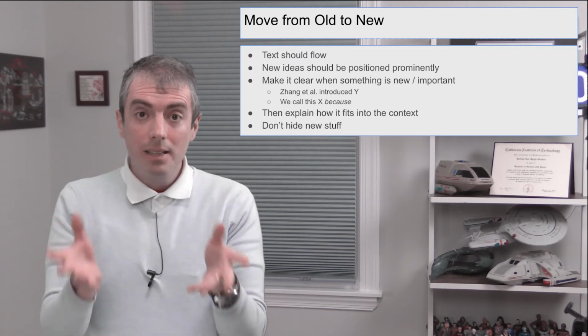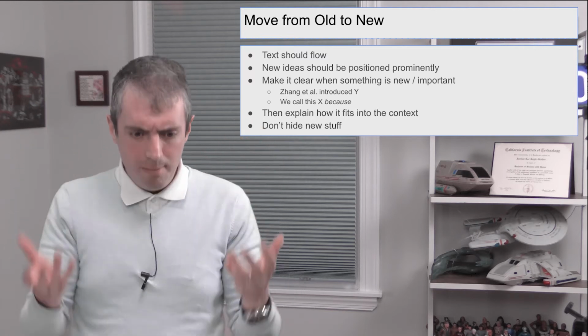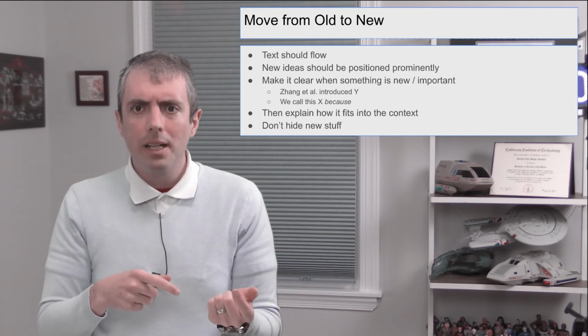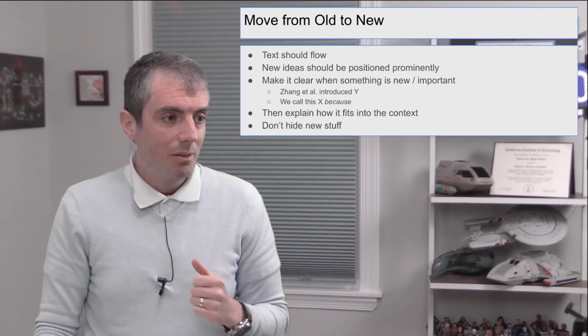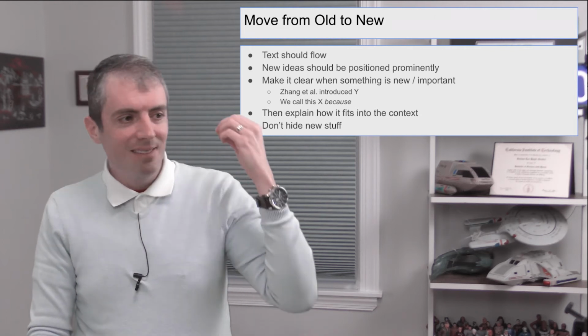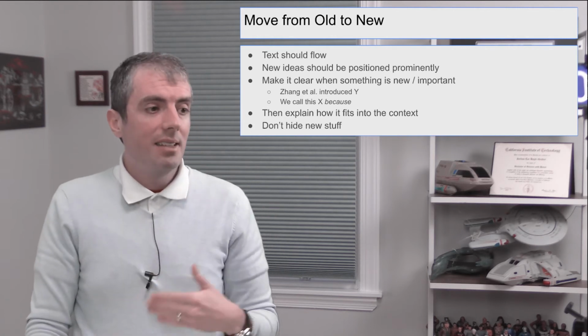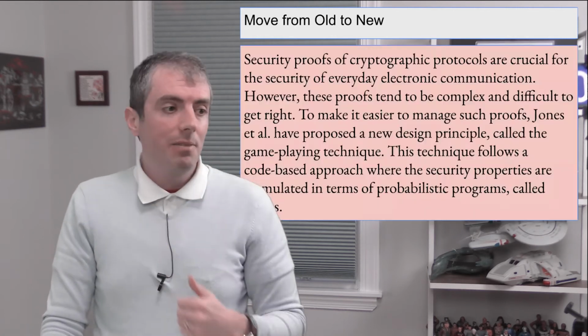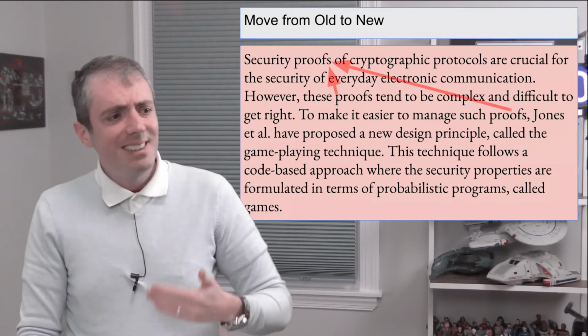And so when the reader sees something like that, the game technique, oh, did I miss that in a previous section? Do I need to go back and read it? No, it's new, but you should make it clear to the reader that it is actually new. You can lampshade this by saying, Zhang et al. introduce Y, we call this X because, but above all, explain how it fits into the context and don't hide the new stuff. Let's see how you could rewrite this.